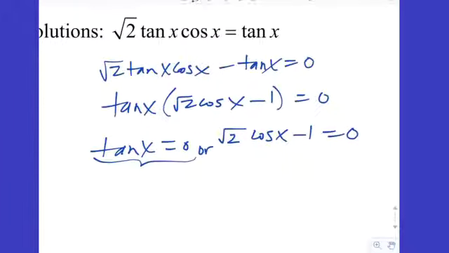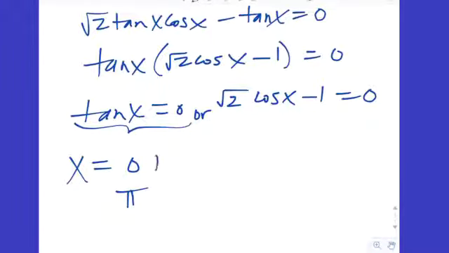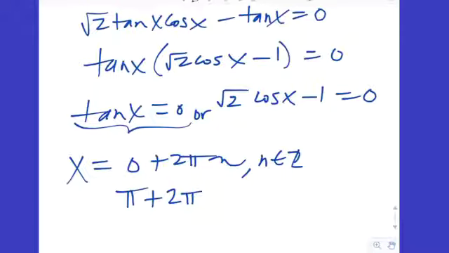So now it's unit circle time. Where is tangent equal to 0? Within one rotation? 0 and pi. Yeah, good. 0 and pi. So to get all of them, you could say plus 2 pi n, where n is an integer, of course. And then the other one, same thing, plus 2 pi n, where n is an integer.